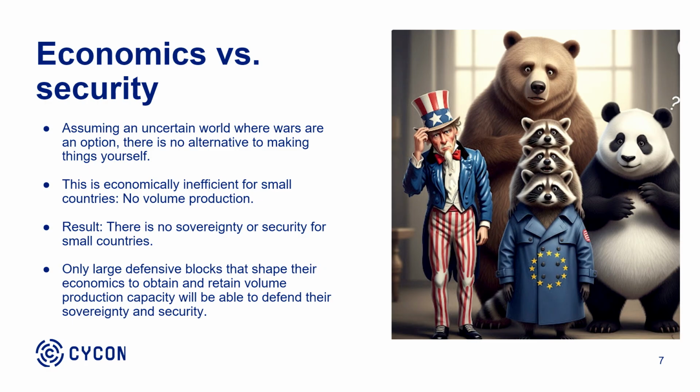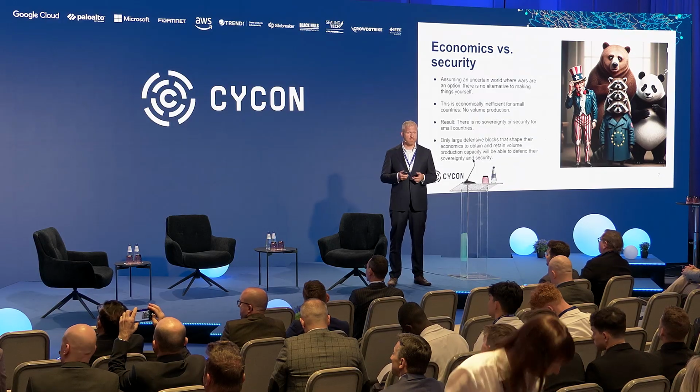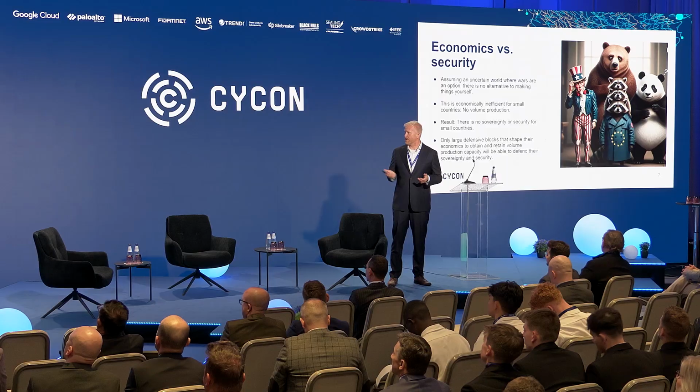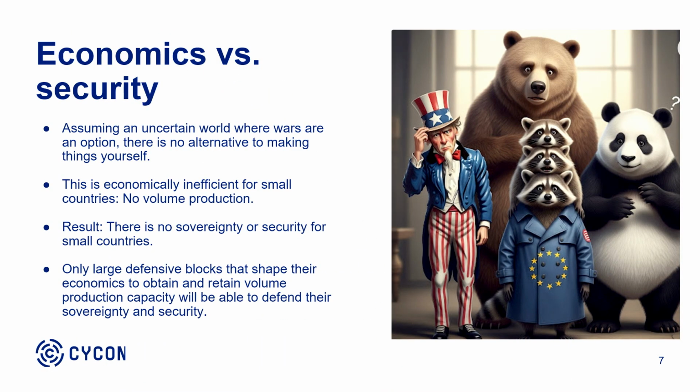And the end result of this is, if high-tech goods are important for warfighting, then there can be no sovereignty or security for isolated small countries, because they cannot produce what is required to defend themselves. And it's really only large defensive blocs that can shape the economic incentives in a way that obtains and retains volume production that can have any semblance of sovereignty and security. And the picture here shows that the AI couldn't generate 27 raccoons in a trench coat, so I had to do with 3.